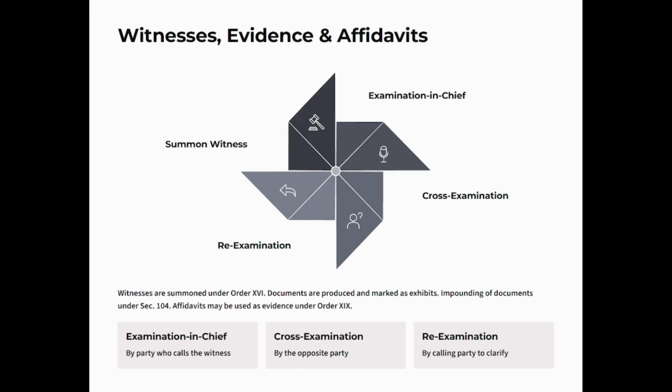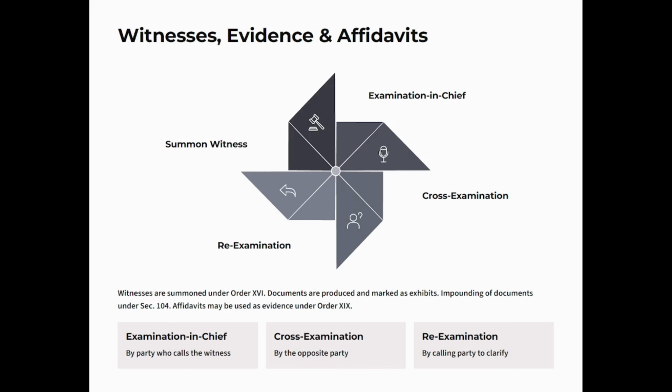Witnesses are called to give evidence under Order 16. Their statements go through 3 stages. One is examination in chief, that's the questions by the side that called the witness. Cross examination, questions by the other side to test the witness. Re-examination, the first side asks follow-up questions to clear up anything raised in cross examination.